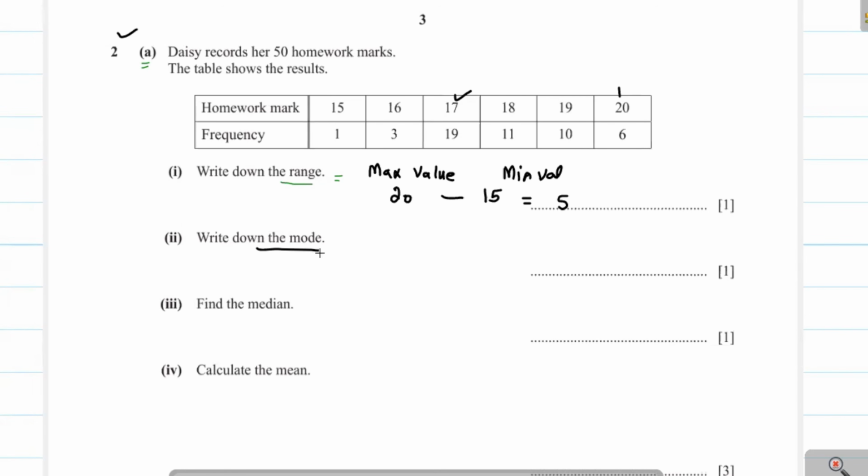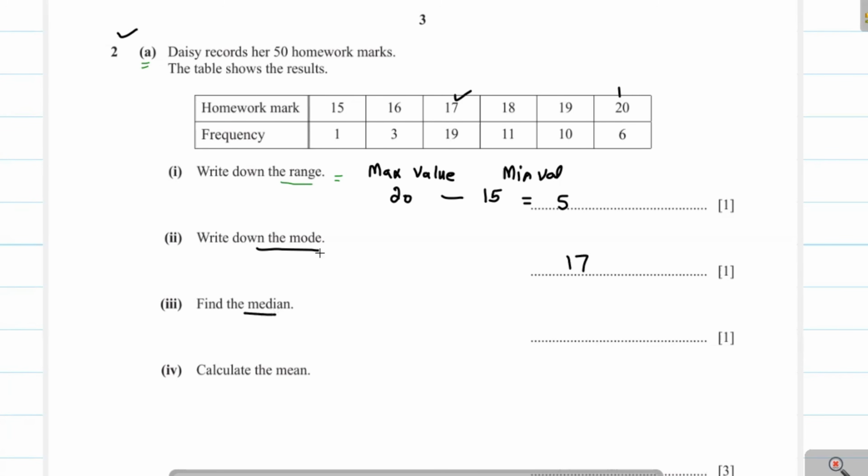Question 2, part A, second part: write down the mode. Mode is the most occurring value of the data. The most occurring value here is 17 because 17 occurs 19 times. 17 are the marks of 19 students. Therefore, the mode here is 17.